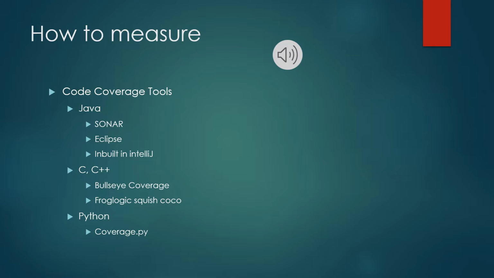There are a mass amount of tools that can be utilized to check for code coverage in a variety of programming languages. This slide lists just a few recommended tools for some of the more common programming languages. For example, in Java, tools that can be used are Sonar, Eclipse, and inbuilt in IntelliJ. For C and C++, Bullseye coverage and Froglogic Squish Coco. And for Python, coverage.py can be utilized.